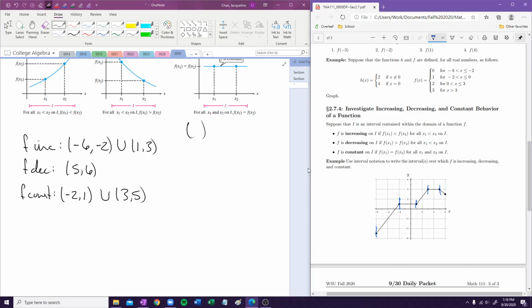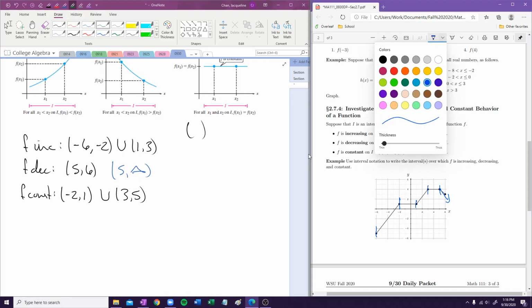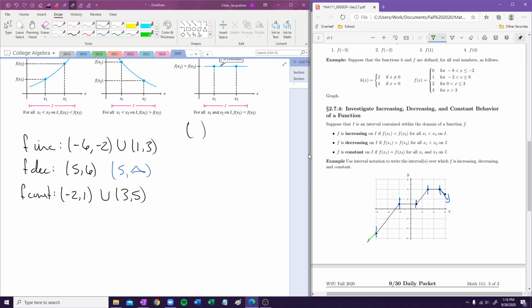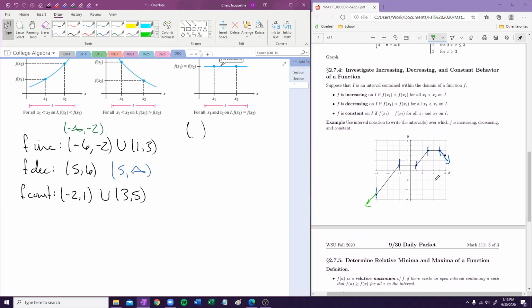If this was an arrow, okay, if this was like this, then the interval, so I'm going to put in a different color. So if it was like that, the interval would have been 5 to infinity. Same thing over here. Okay, I'll make this green. If this was not finite, if it was going down, then over here it would have been -infinity to -2. Okay, different colors just to show that's not the final answer. It's just like talking about scenarios. All right, and this is how investigating if it's increasing, decreasing, or constant.